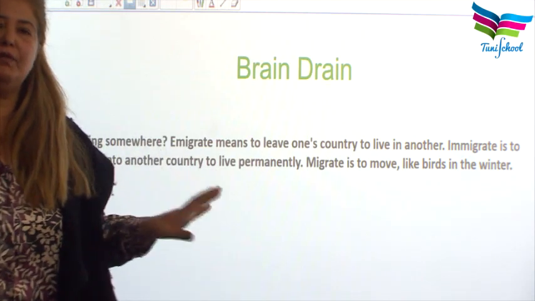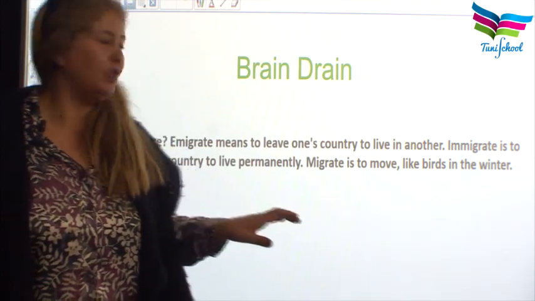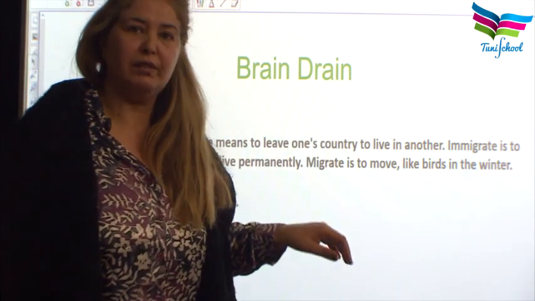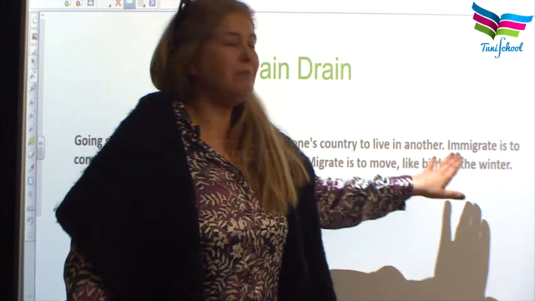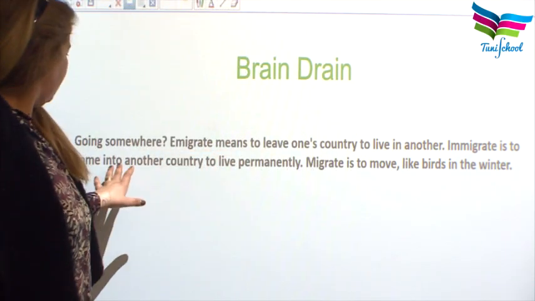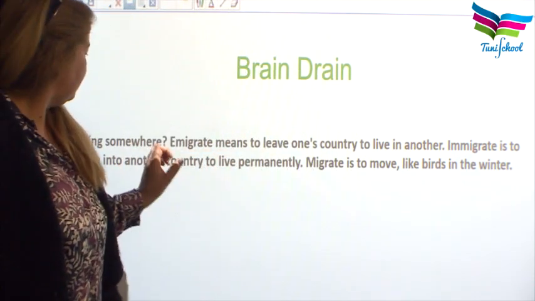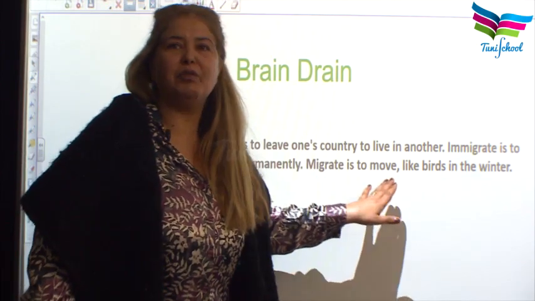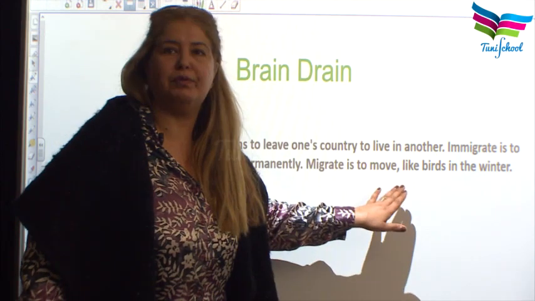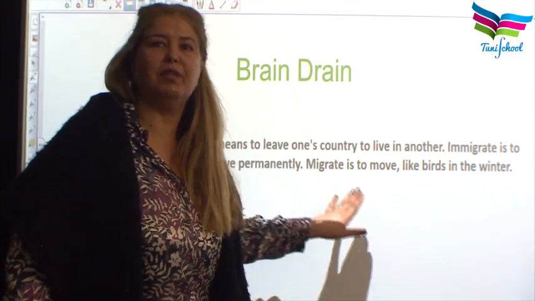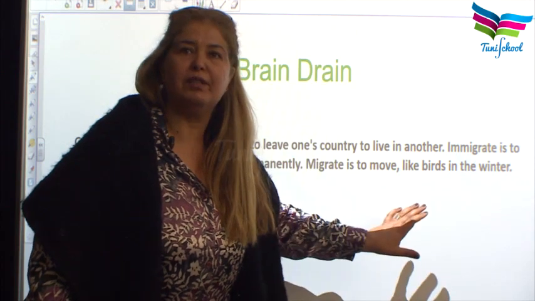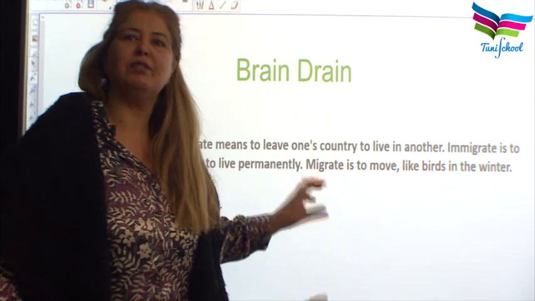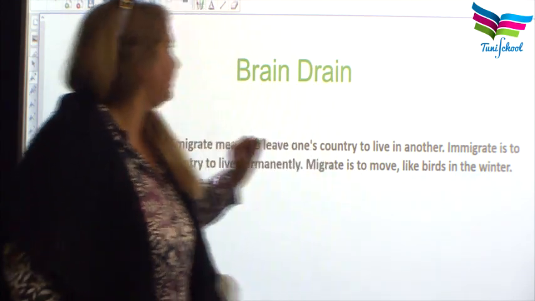Okay, first there are three verbs that we should not confuse, which are to emigrate, which means to leave one's country to live in another, to immigrate, which is to come into another country to live permanently, and finally, migrate. So migrate is to move. Just the movement is called a migration, like birds in winter. For example, they move from a cold place to a hotter place.